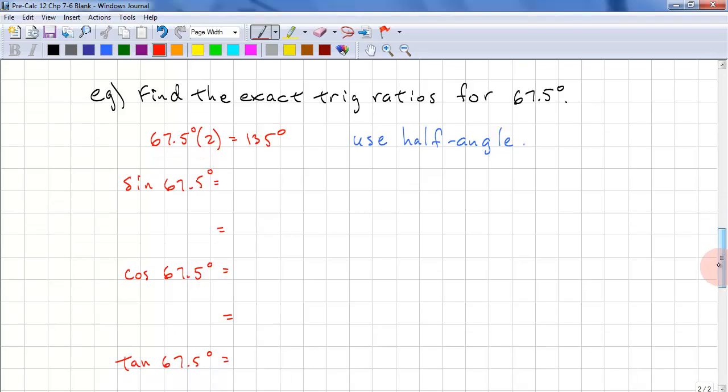Next example, find the exact trig ratios for 67.5 degrees. We notice that 67.5 degrees times 2 is 135 degrees. So we need to use the half angle formula on 135 degrees because this is a special angle. 67.5 is not a special angle. So we have positive square root.